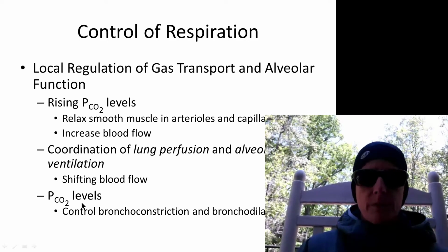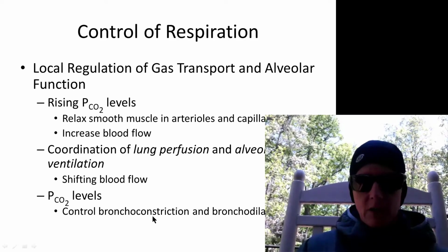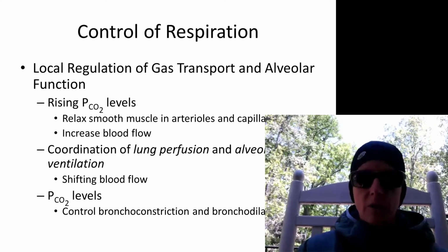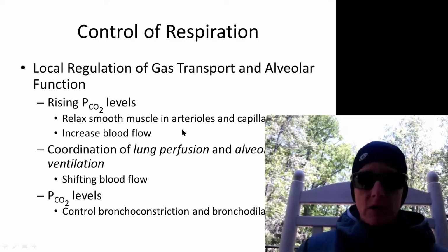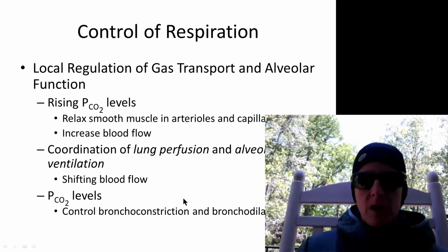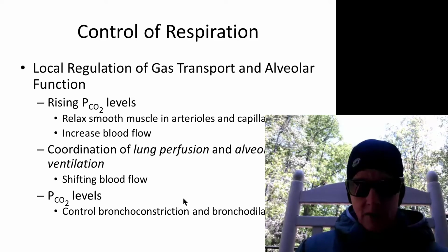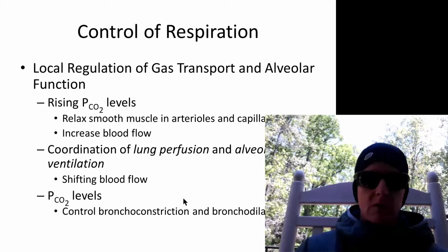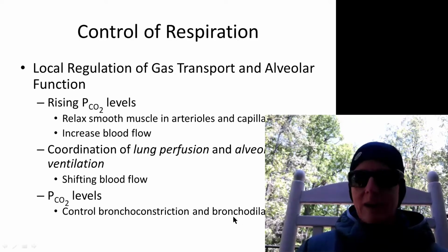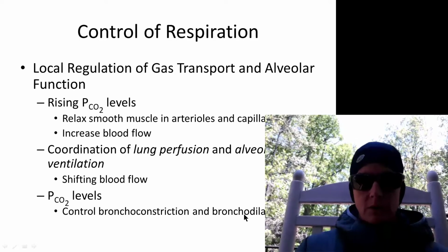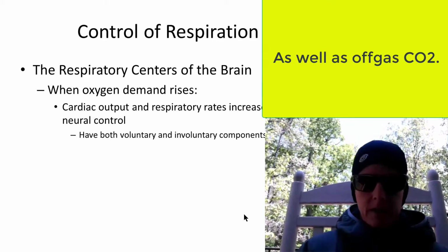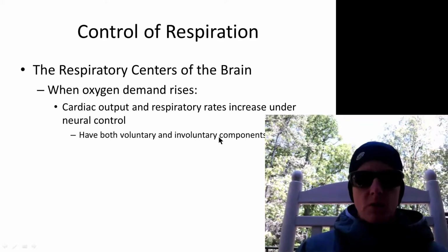And so carbon dioxide levels are going to control our bronchoconstriction and bronchodilation as well. So not just in the arteries and the capillaries, but also, for example, if we have a lot of carbon dioxide, we're going to increase ventilation. We're going to increase our respiratory rate and we're going to dilate our bronchial tubes so that we can bring more oxygen in. All right, so now let's look at the neural control.